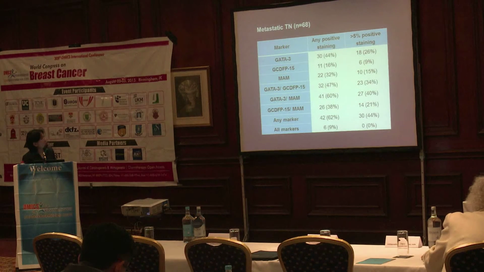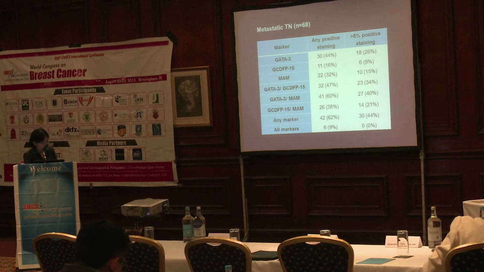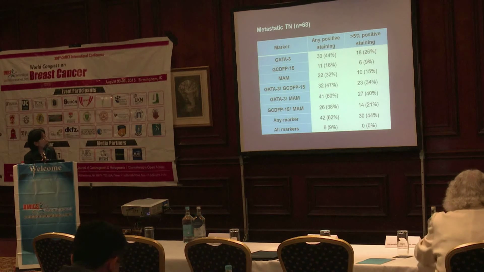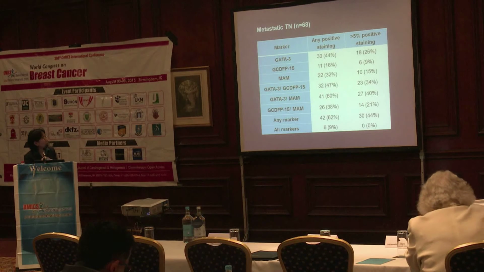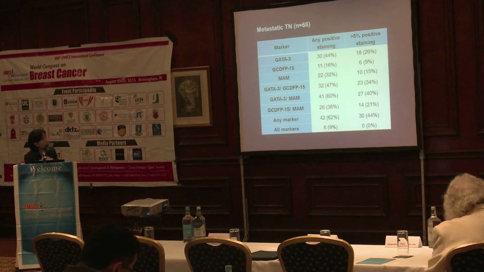This is the result in the metastatic triple negative tumor cohort, and this is pretty similar to the results in the primary cohort. GATA3 was positive in 44% of the cases. 62% of the cases were positive for at least one of the markers. Again, if the 5% cutoff was applied, the percentage of cases positive for at least one of the three markers was 44%.